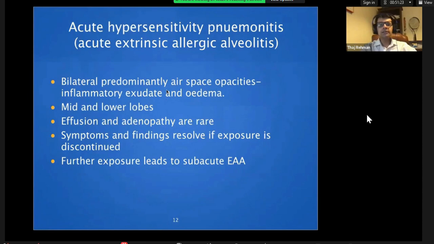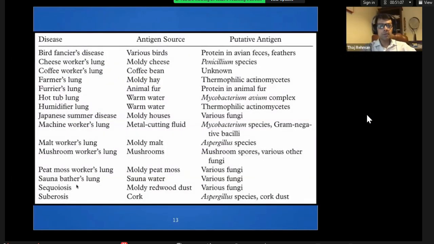So this is acute hypersensitivity pneumonitis, bilateral airspace opacities, which are actually inflammatory exudate and edema, mid and low lobes. Effusion and lymphadenopathy are rare, and symptoms will resolve if the exposure is discontinued. Broad differential, most common is cleaning bird cage and so on.